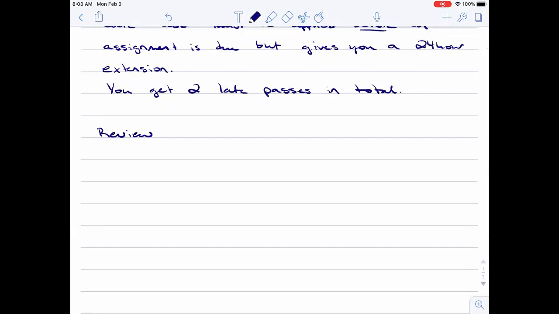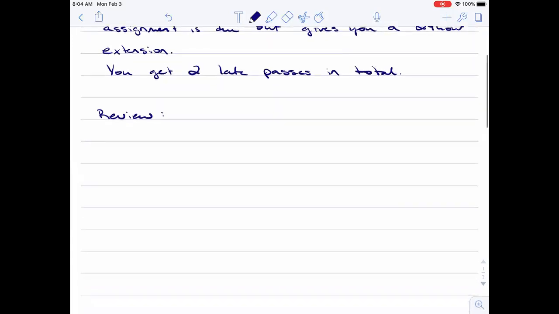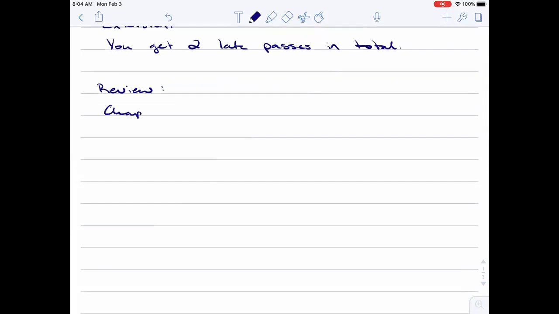We finished up multiple regression, but also the main event was we got into probability, right? Chapter 5 in probability. Chapter 5, which is probability.